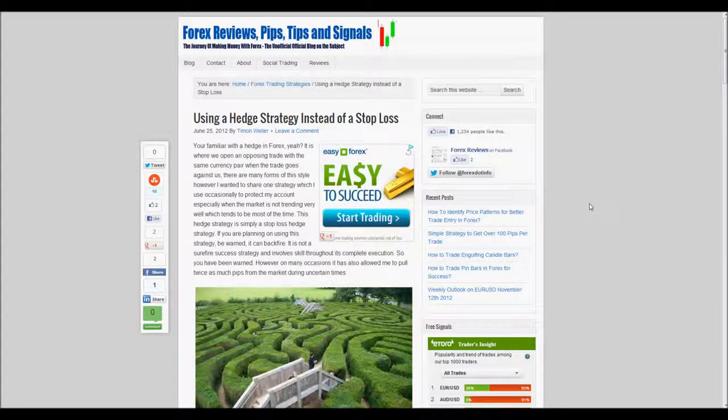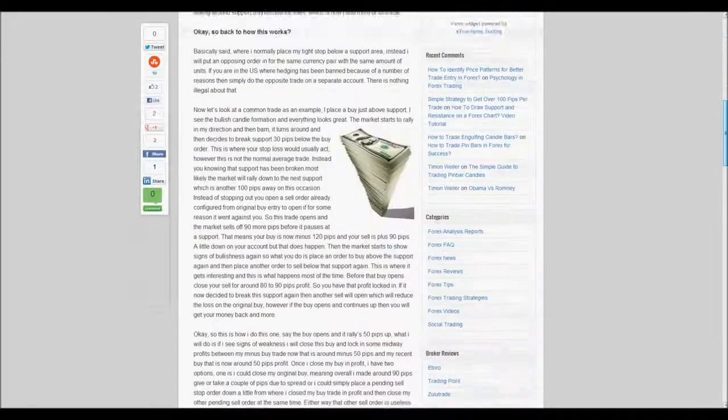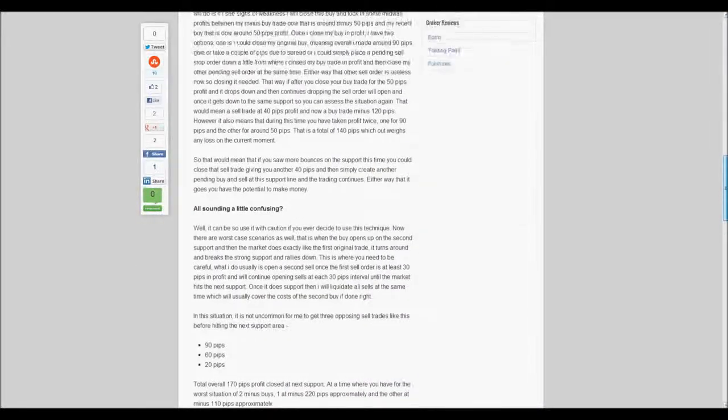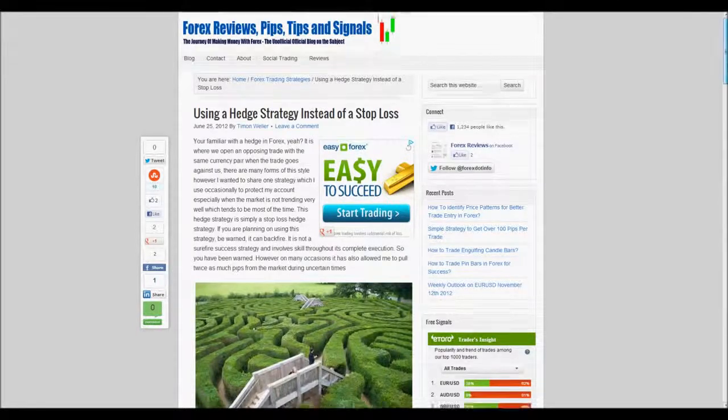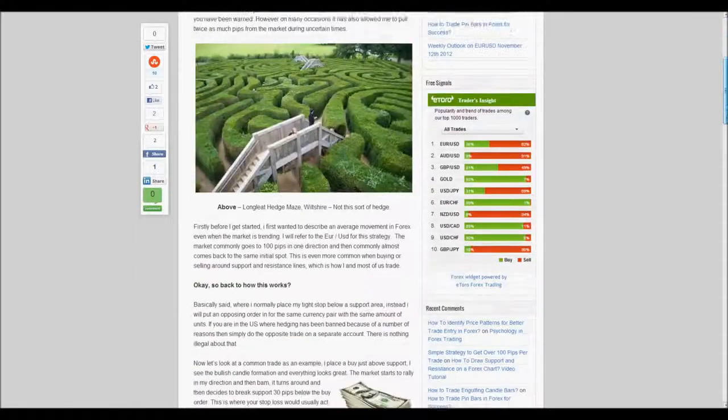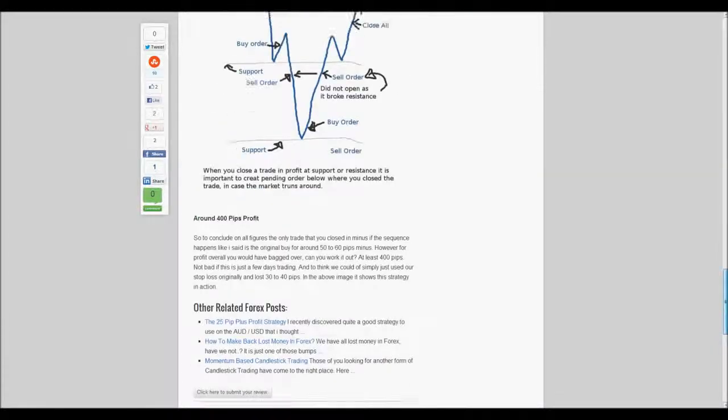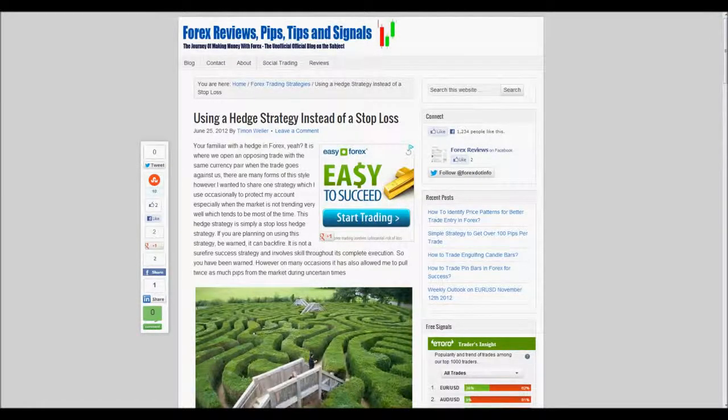In this video I want to go over how I use my hedge strategy when I'm trading. Like I said in the past, I don't use it all the time, but if the market is trading in a certain way, hedging is definitely a strategy some traders can use, and it can actually be very profitable as well. Okay, I'll just go to the charts now and show you how this strategy works.